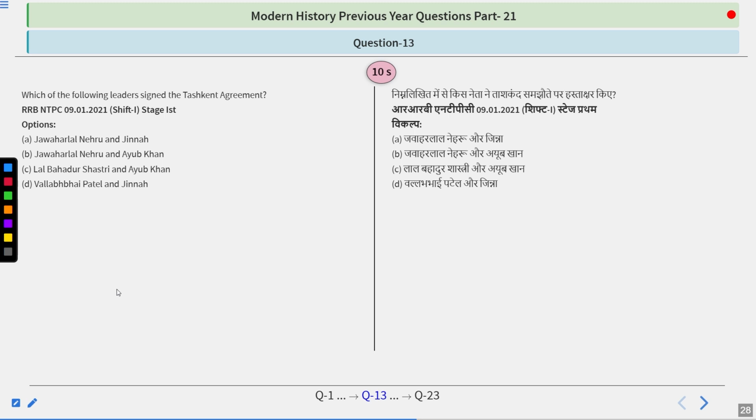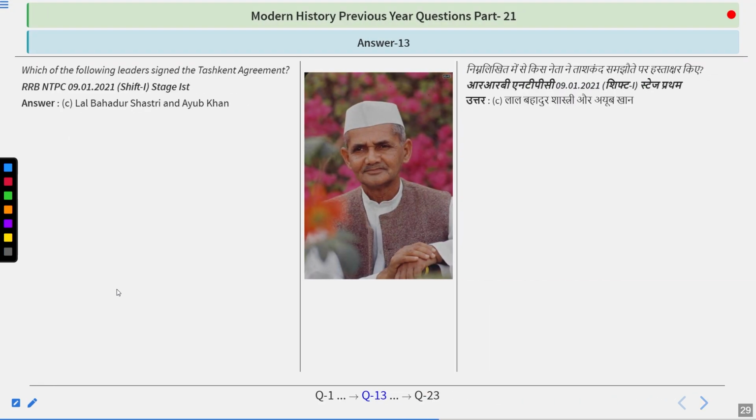Which of the following leaders signed the Tashkent Agreement? Very important and easy question this is. I think you don't require any time, but still. Options are Jawaharlal Nehru and Jinnah, Jawaharlal Nehru, Ayub Khan, Lal Bahadur Shastri and Ayub Khan, and Vallabhbhai Patel and Jinnah. So think about it. And I guess the answer you are looking for is Lal Bahadur Shastri and Ayub Khan.